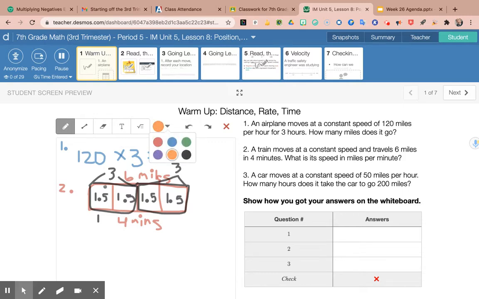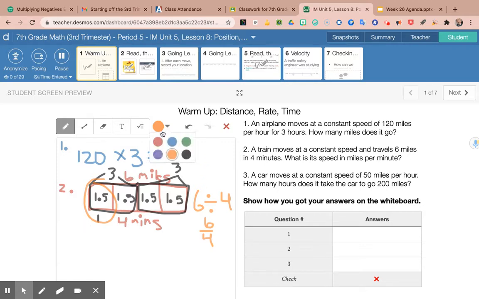So my answer, again, is 1.5 miles in 1 minute. I could have also done 6 divided by 4. So 6 cut into 4 pieces, which is also written as 6/4. So these are written the same thing. So I could have also done that. But 1.5 or these work because I can write a decimal or a fraction.